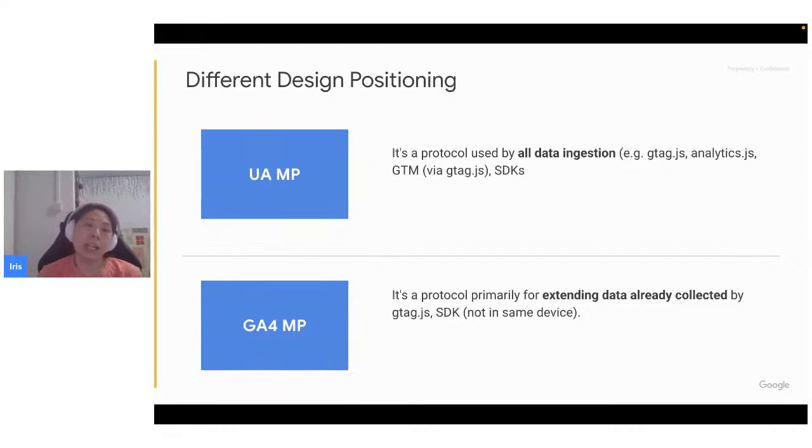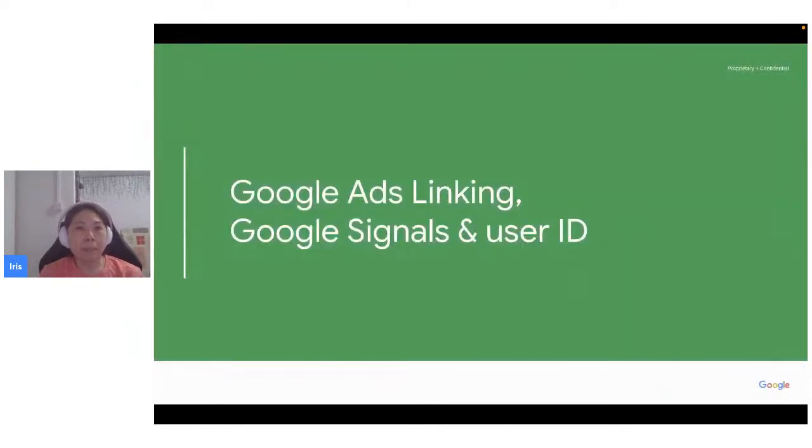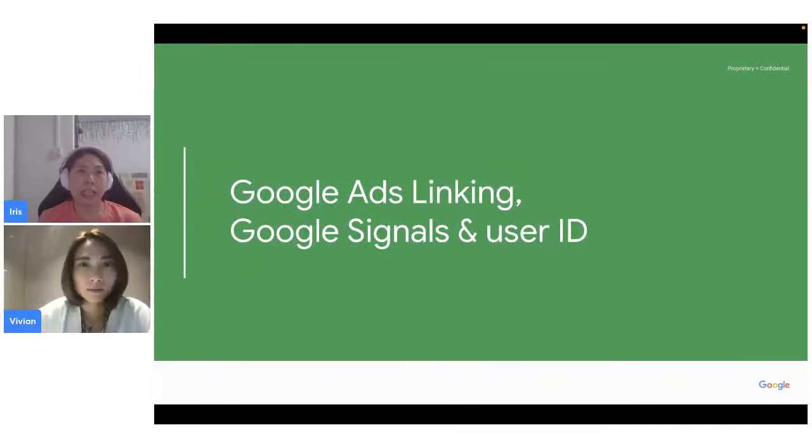As alluded to in the earlier slide, there's a different design positioning for UA and GA4. Let's look at the UA MP first. It was designed as a protocol to be used by all data ingestion by the tags as well as the SDK. For GA4 MP, it is a protocol primarily for extending data already collected by the tag and the SDK, not in the same device. Next slide, please. I'll pass it on to Vivi for Google Ads linking, Google Signals, and user ID.